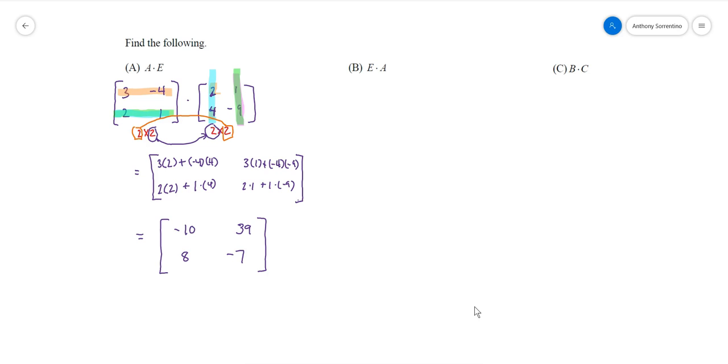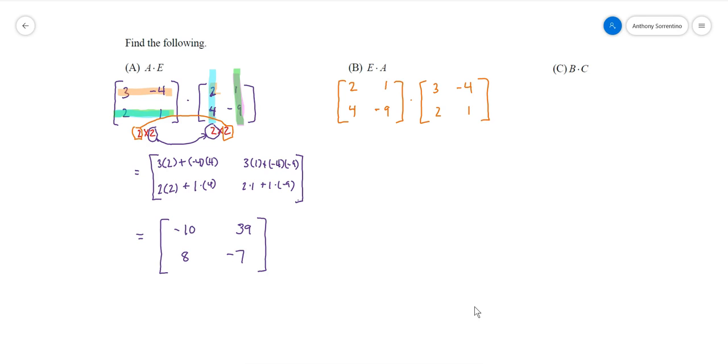Now when I look at E times A, a lot of students automatically assume, like numbers, that you can reverse the multiplication in a matrix. There are some matrices you can, but under most circumstances you're not going to be able to. You're not going to find that matrices are commutative, and we'll demonstrate it here.